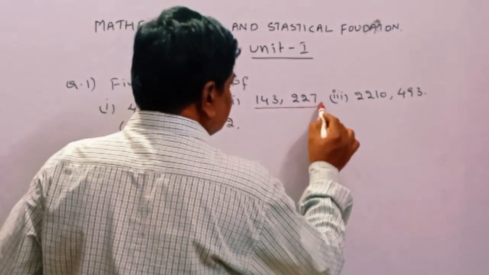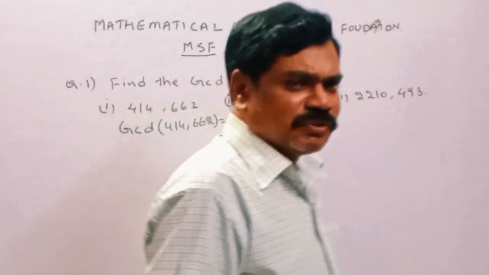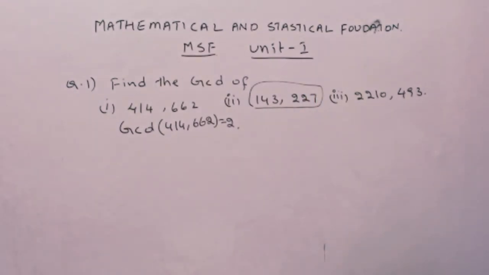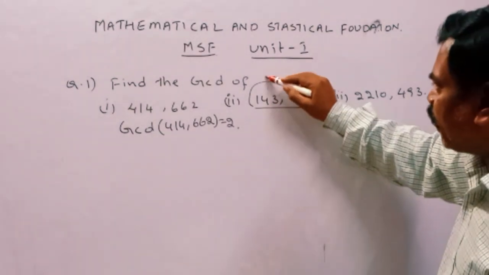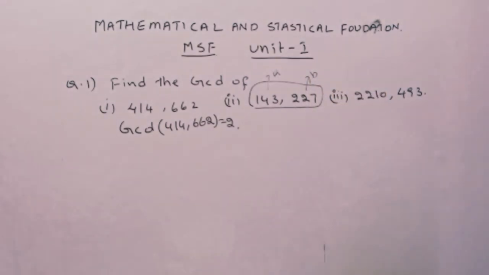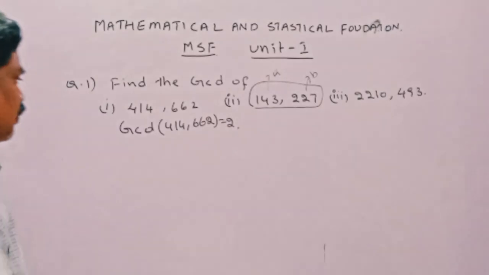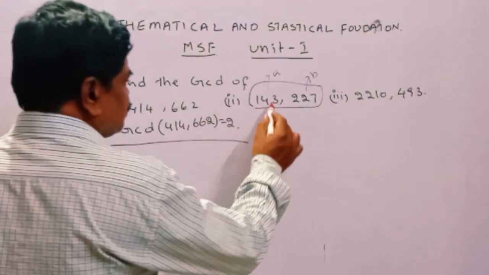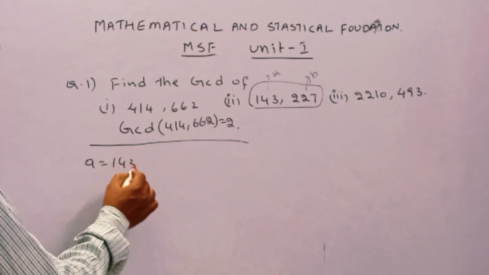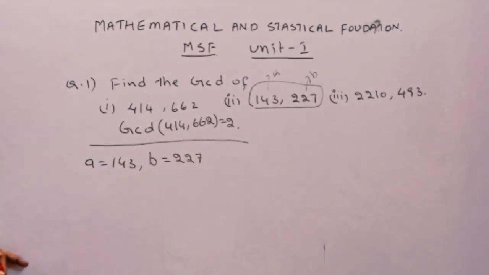Now we have to calculate the GCD of these two numbers. Here the smallest number is A and the greatest number is B. We take it like this. A is equal to 143 and B is equal to 227.